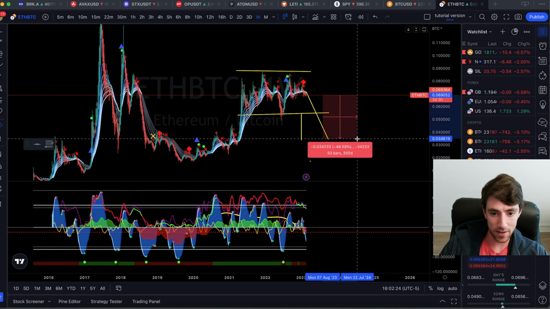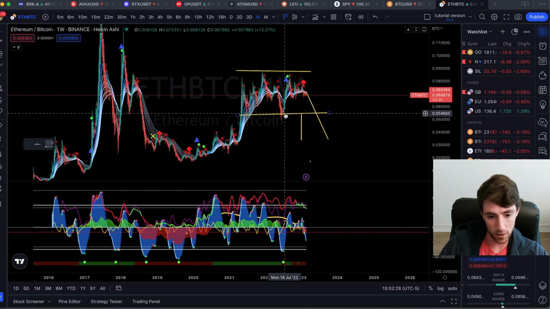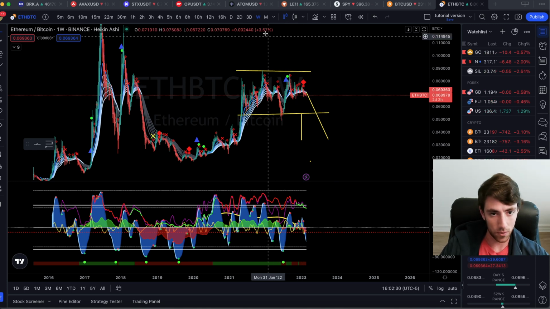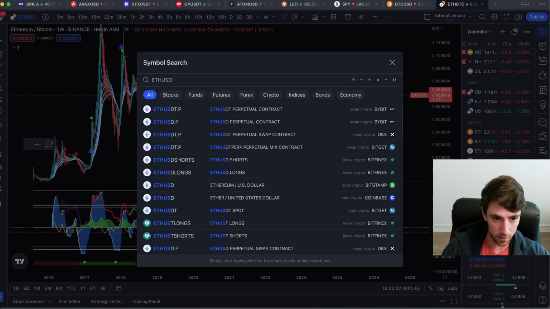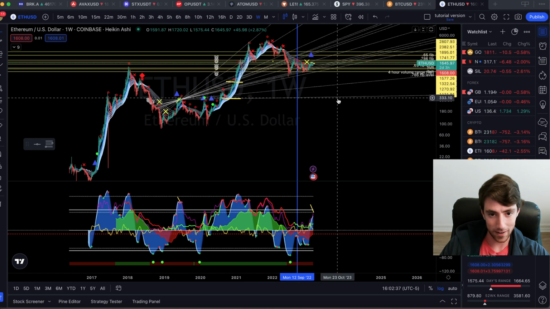Now I'm not saying it's going to bleed 50% against Bitcoin, but I think at least you're going to end up back at this area where you were back in July of 2022, theoretically. And I think the next month is going to be pretty rough for Ethereum. I think it's going to see somewhat of a reckoning finally.